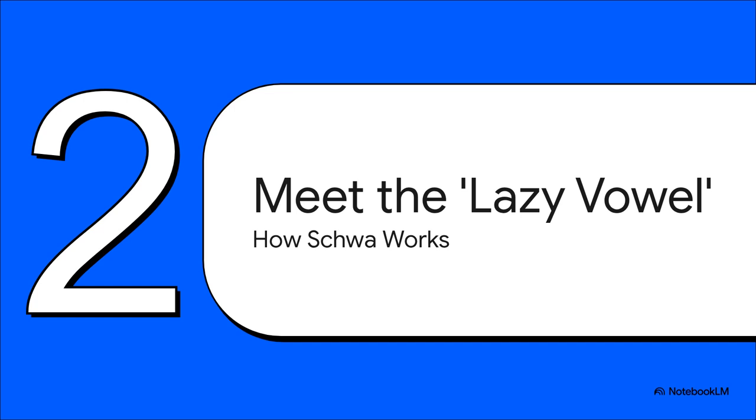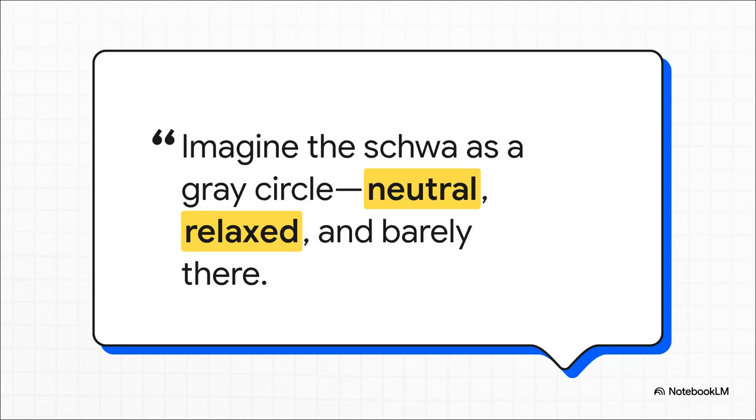Okay, to really get this, let's break down how it works. And honestly, the best way to think about the schwa is to call it the lazy vowel. That's what it is. It's the sound a vowel makes when it's just taking it easy. I love this way of thinking about it. The schwa isn't a sharp, clear sound like E or O. No way. It's neutral. It's relaxed. It's barely even there. It's the sound of making the least amount of effort possible, and that's the secret sauce that makes spoken English flow so well.